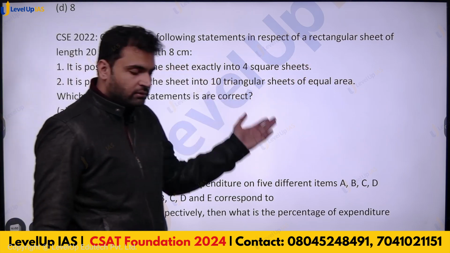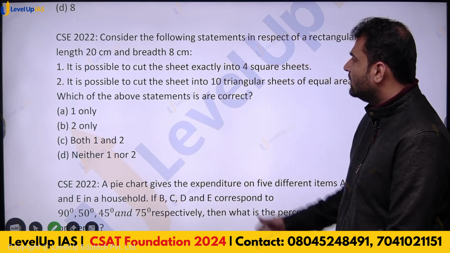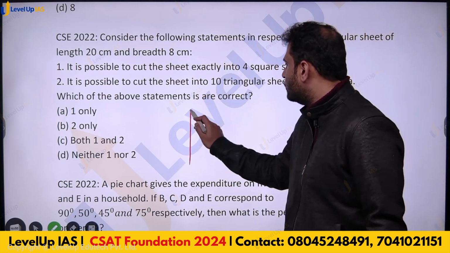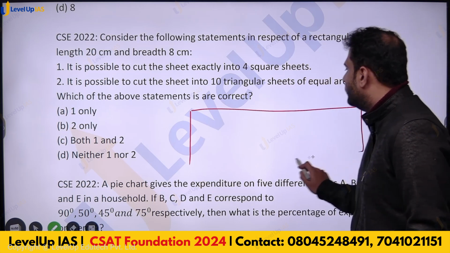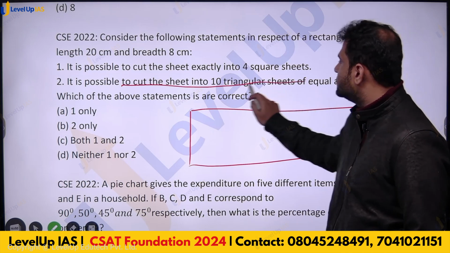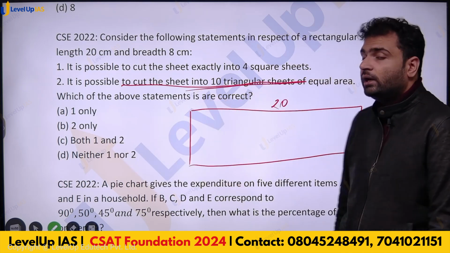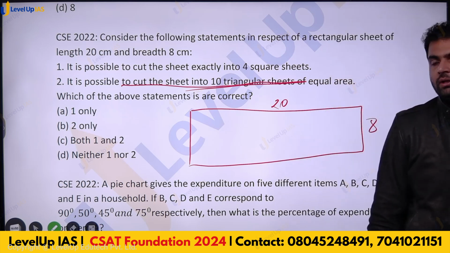This was not challenging. I believe that most students would be able to come to that. The second thing, which was a bit more challenging, wherein they said that it is possible to cut the sheet into 10 rectangular sheets. So now, this is again 20 and 8. And the question is about 10 rectangular sheets.